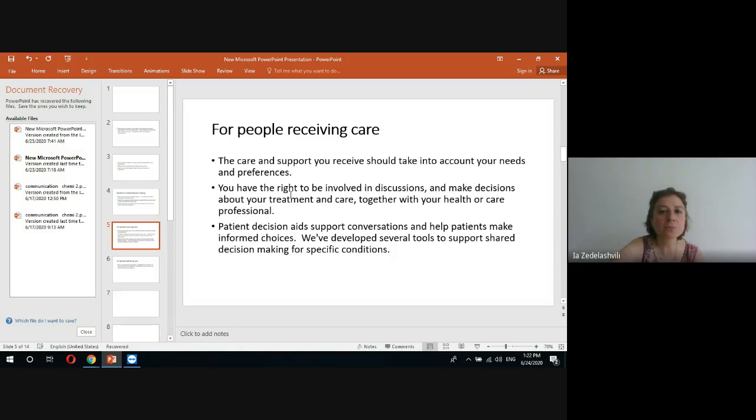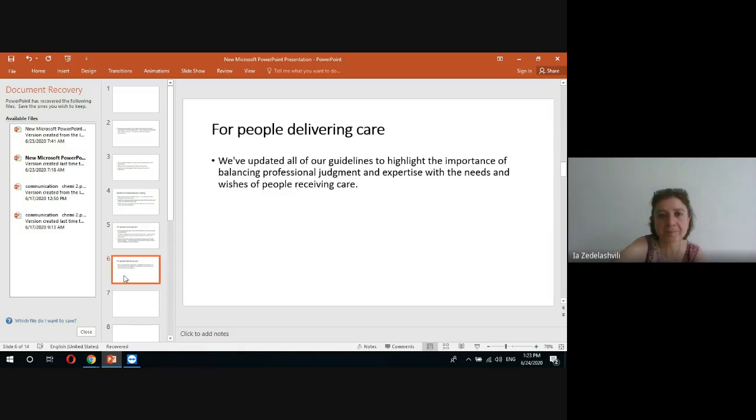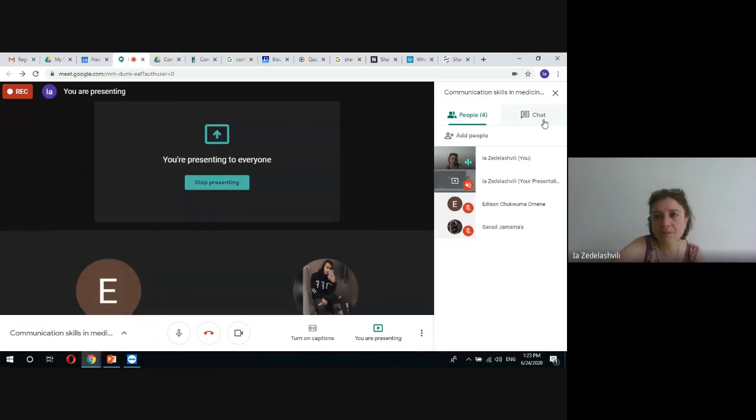The care and support you receive should take into account your needs and preferences. You have the right to be involved in decisions and make decisions about your treatment and care together with your health or care professionals. Patient decision support is a conversation and helps patients make informed choices. The same, yeah. Okay, so it is very important to do it together.